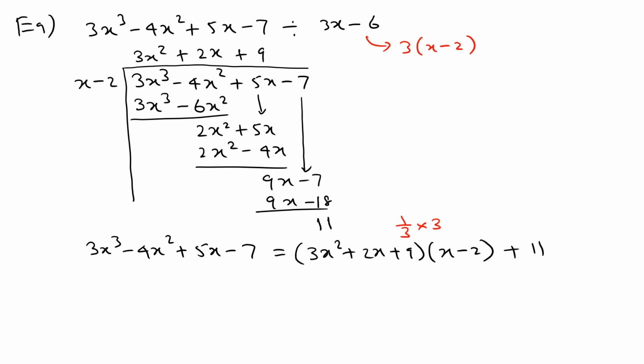So let's do that. So that means if you divide by 3 you get x squared. Divide by 3 you get 2/3 x, and divide by 3 you get 3. And here you multiply by 3, you get 3x minus 6 plus 11. So that's the workaround, and you can see that's exactly what you want. You want to divide by that, and that's the end.